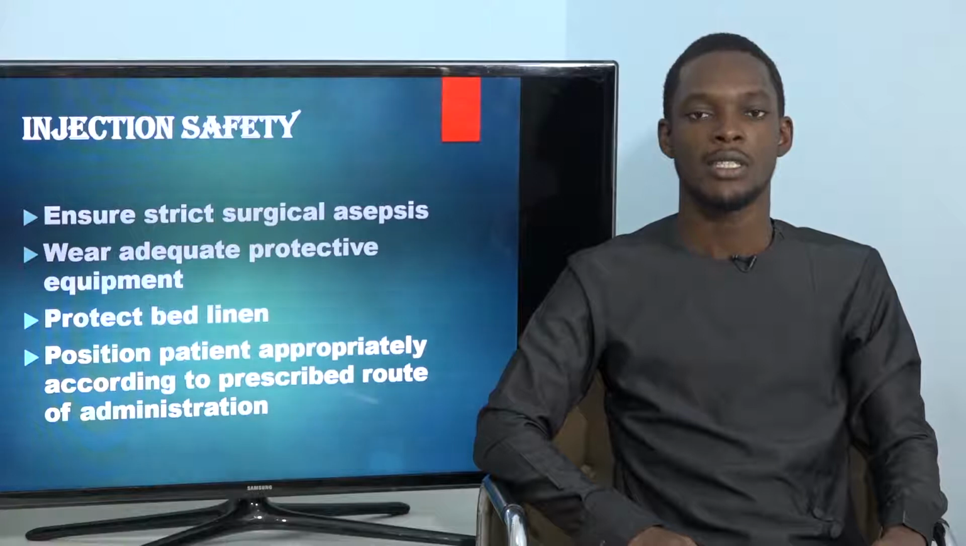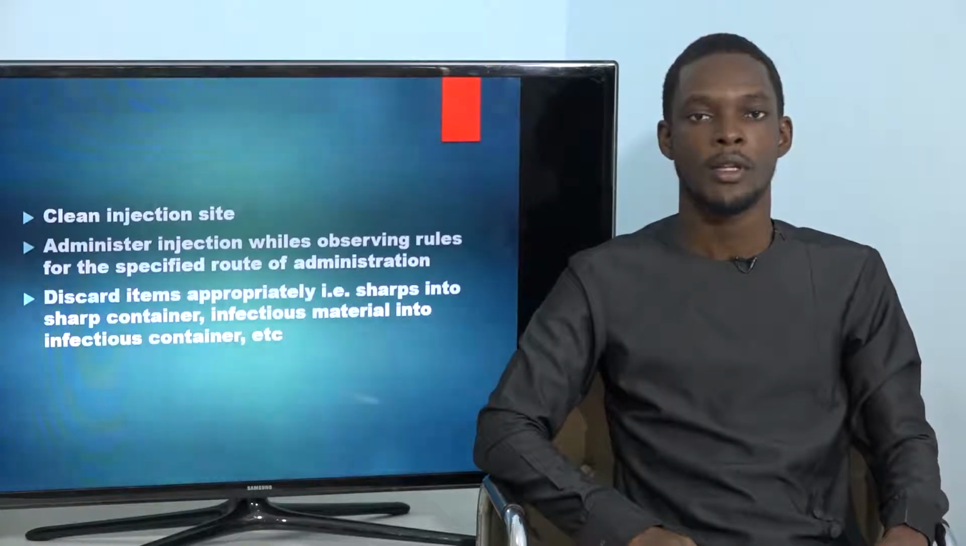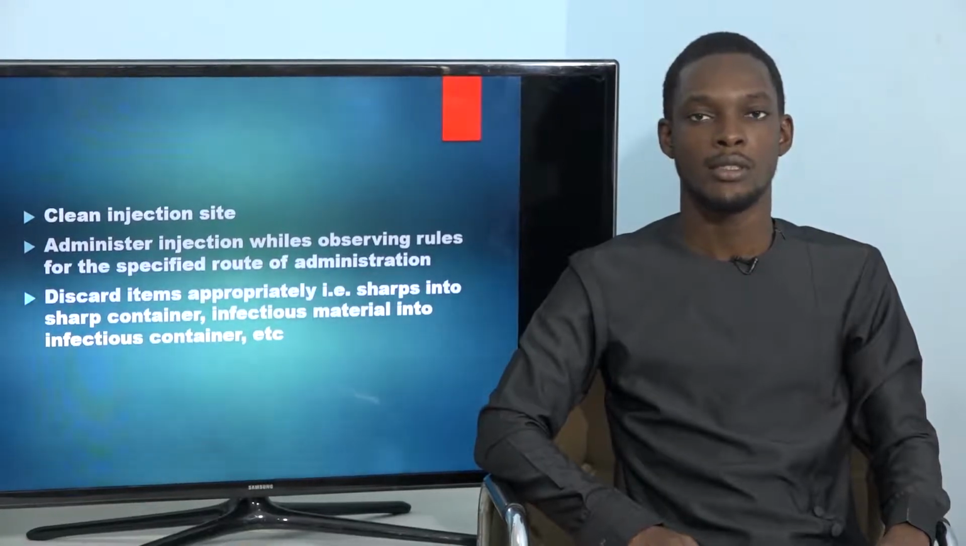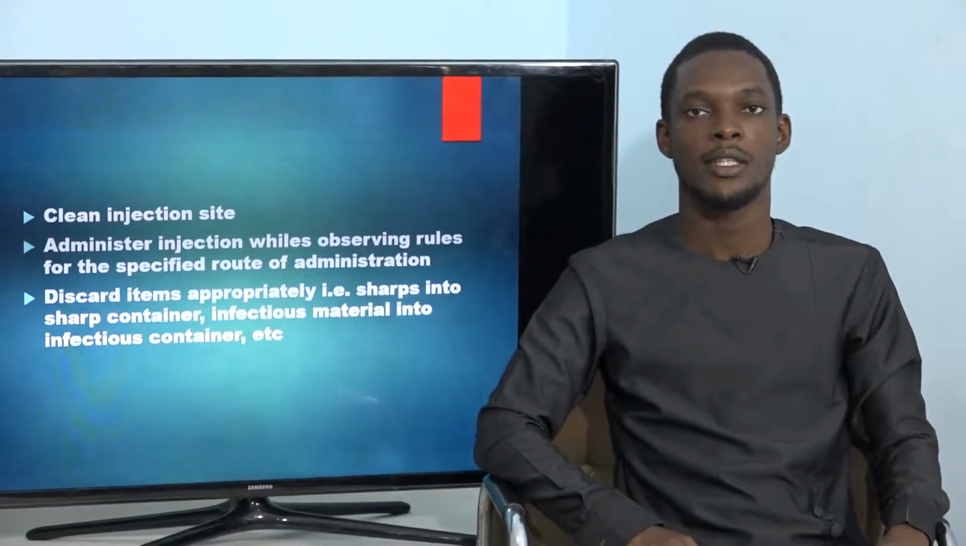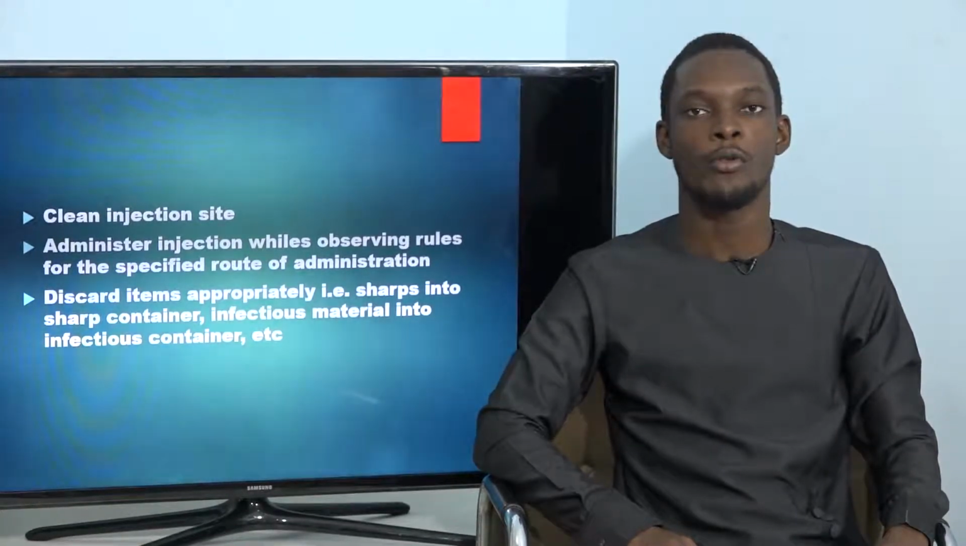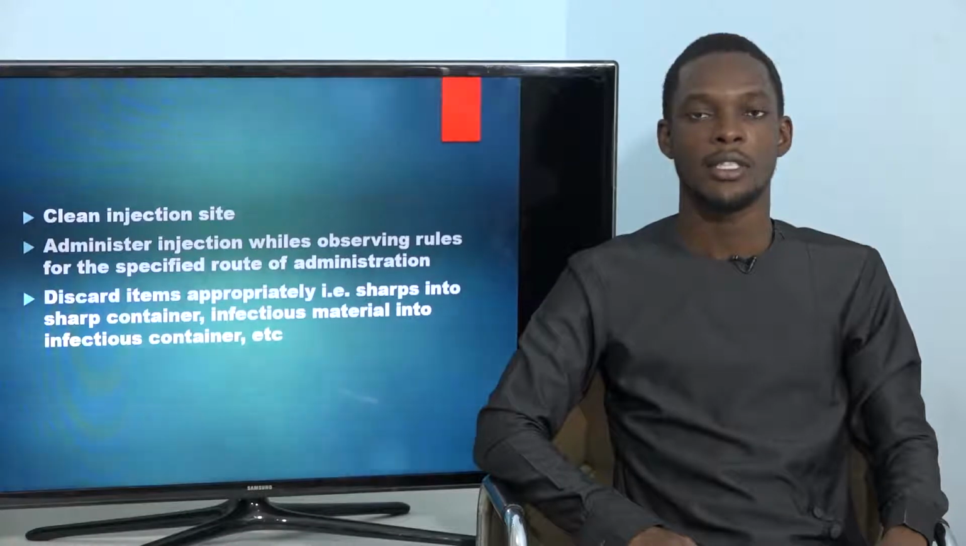You are supposed to protect the bed linen, and you are supposed to position the patient appropriately prior to administering the injection. Positioning may include lying in the supine position, patient standing bent over, or lying in the prone position, depending on the injection to be administered. As has already been discussed, you are supposed to clean the site with methylated spirit to ensure surgical asepsis.